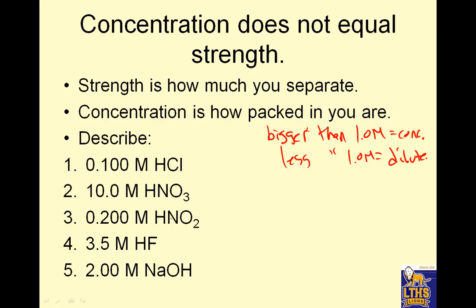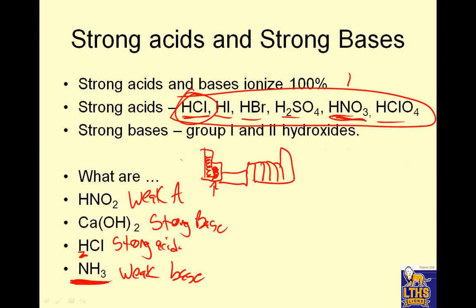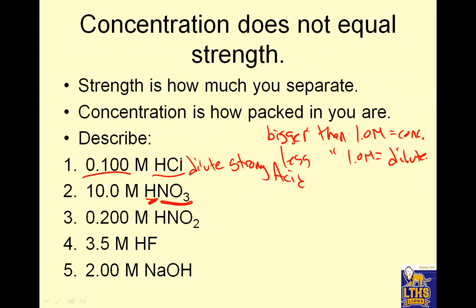Strong is basically, are you one of our strong ones? HCl is one of my strong acids. Less than 1 molar, so it is dilute. Another one is 10 molar, that's bigger than 1, so it's a concentrated strong acid. Less than 1 is dilute.